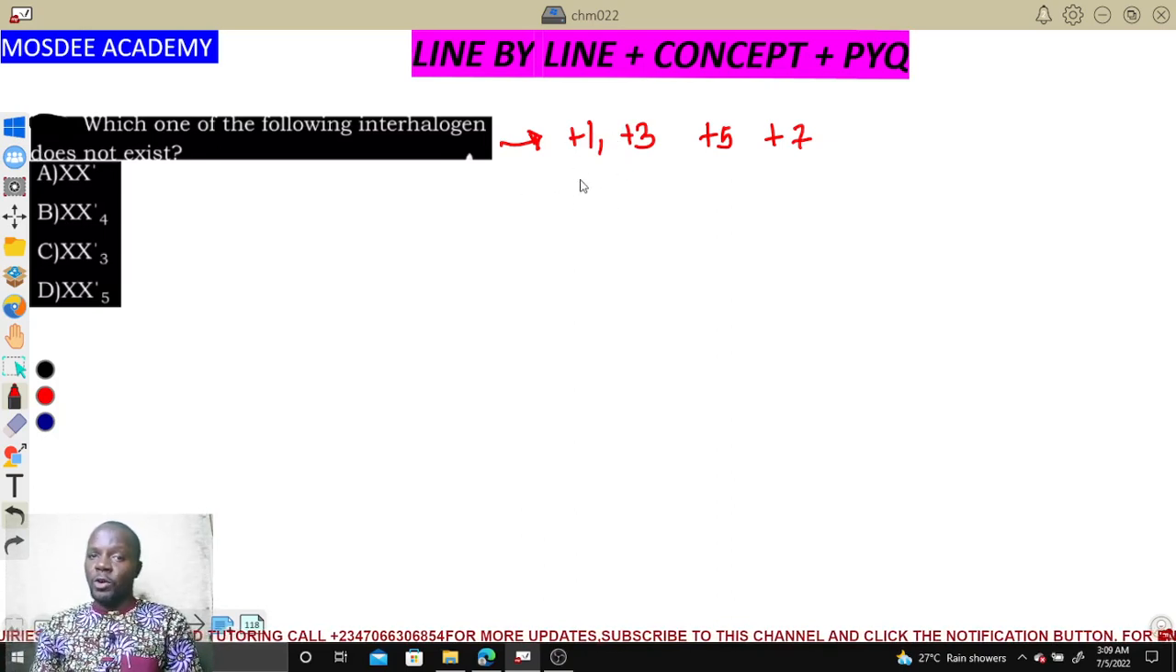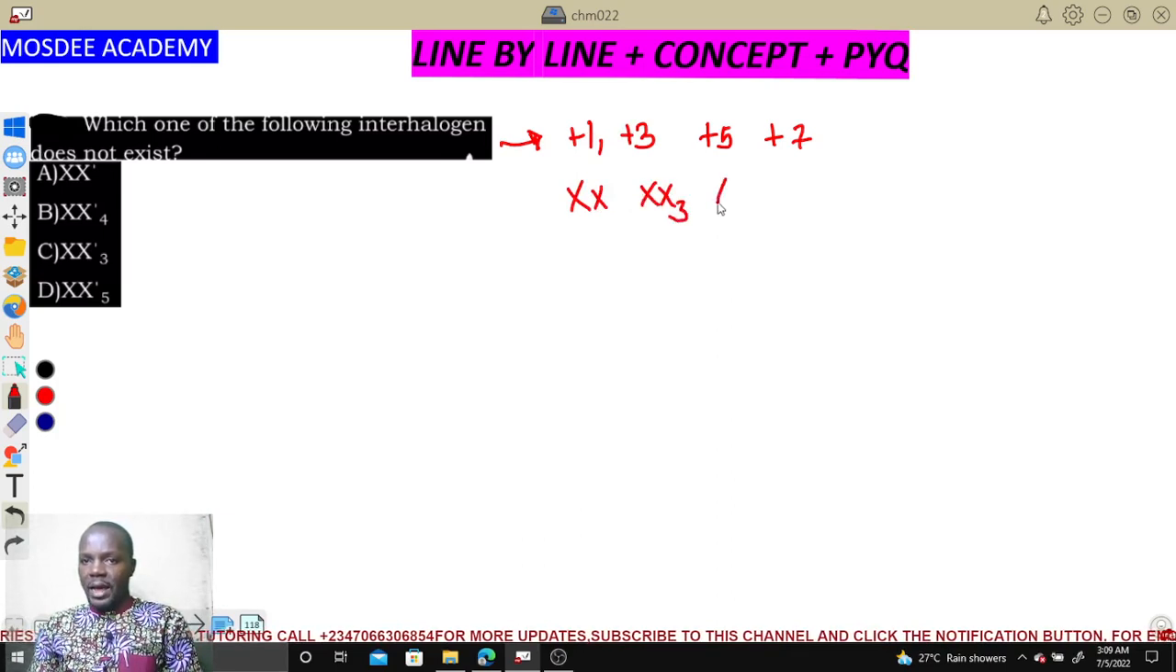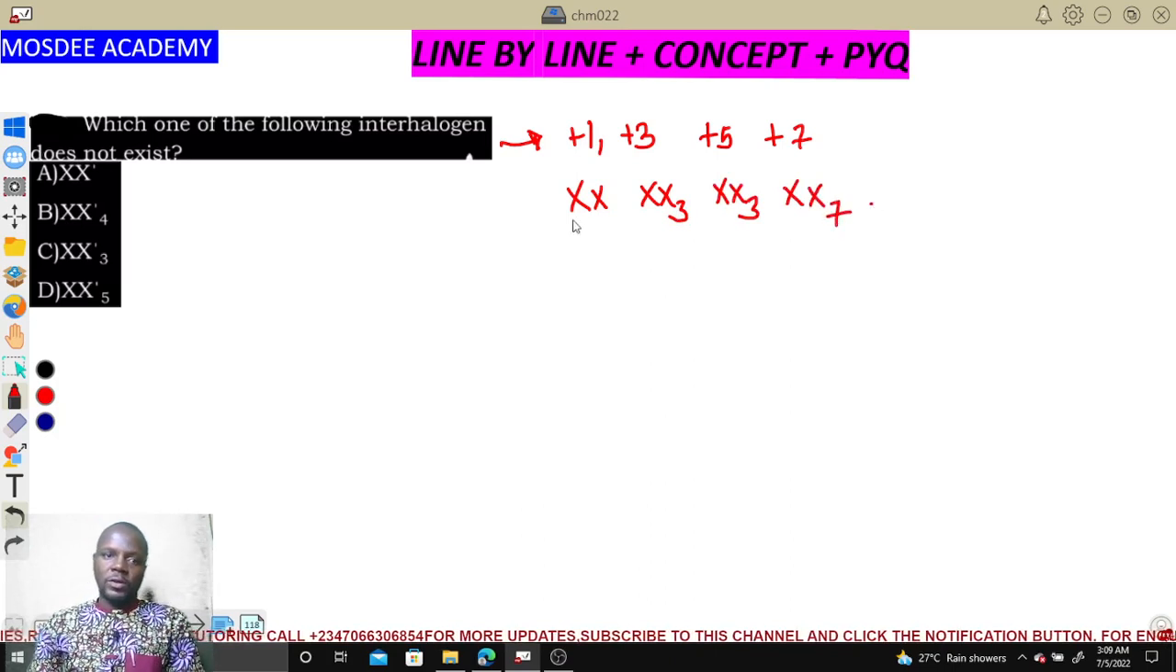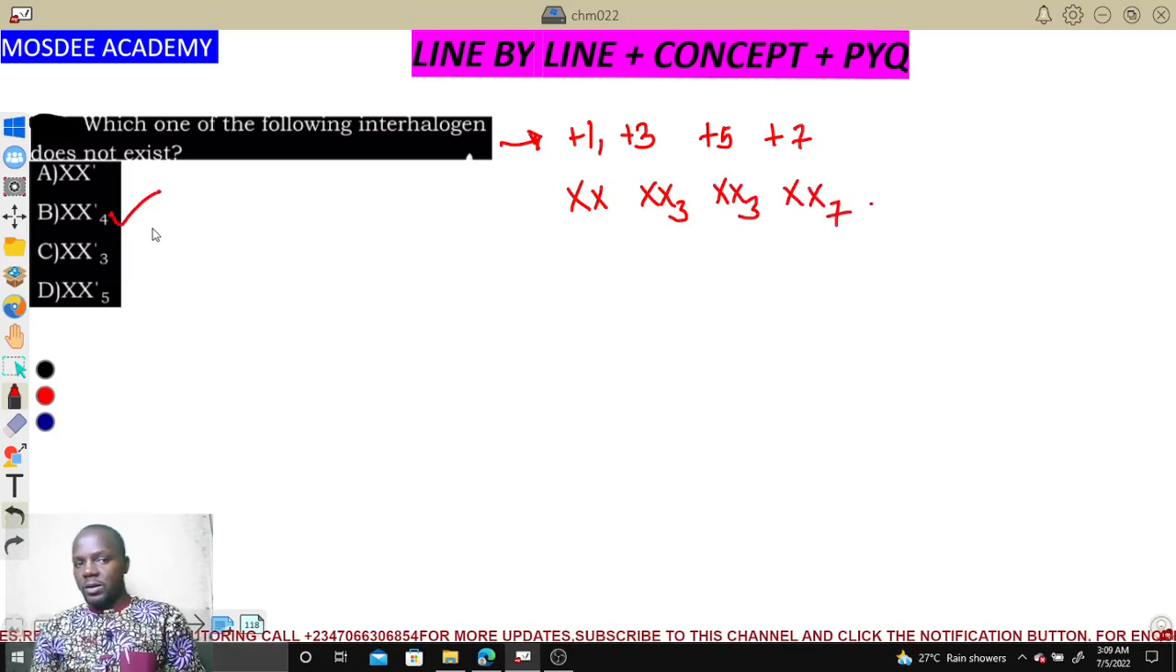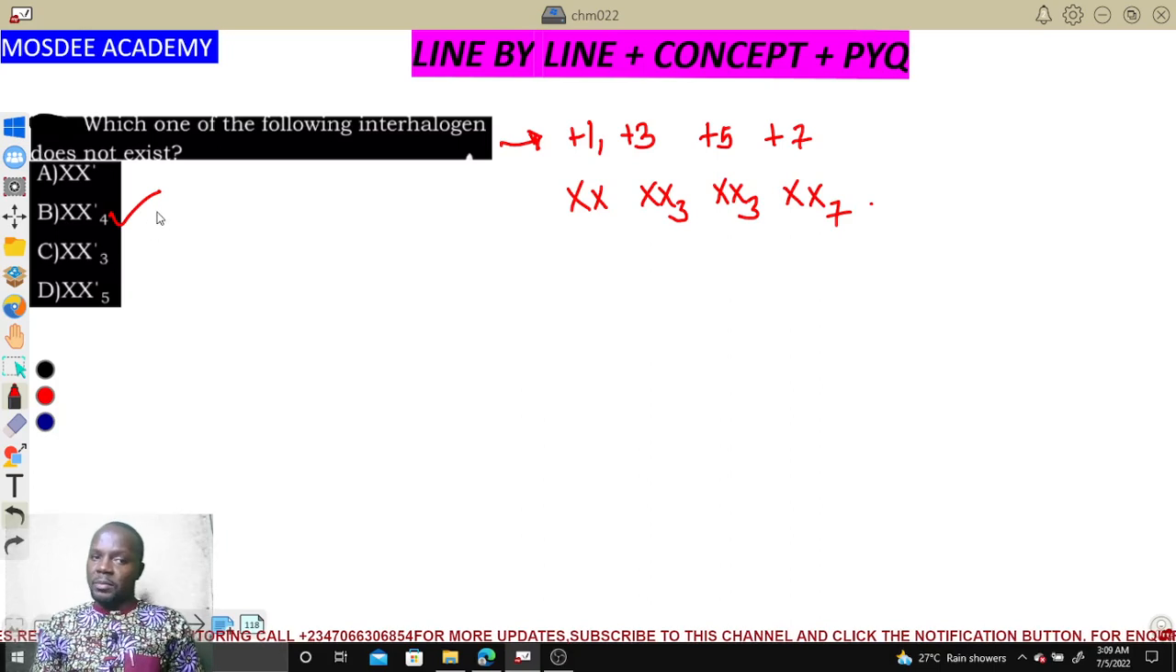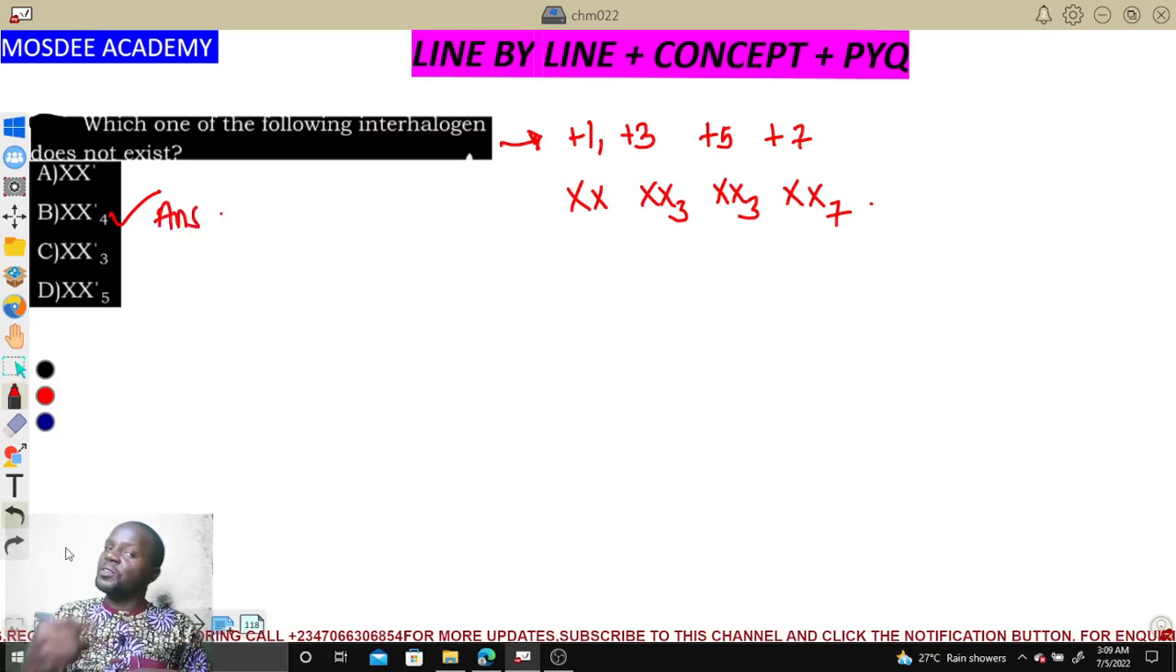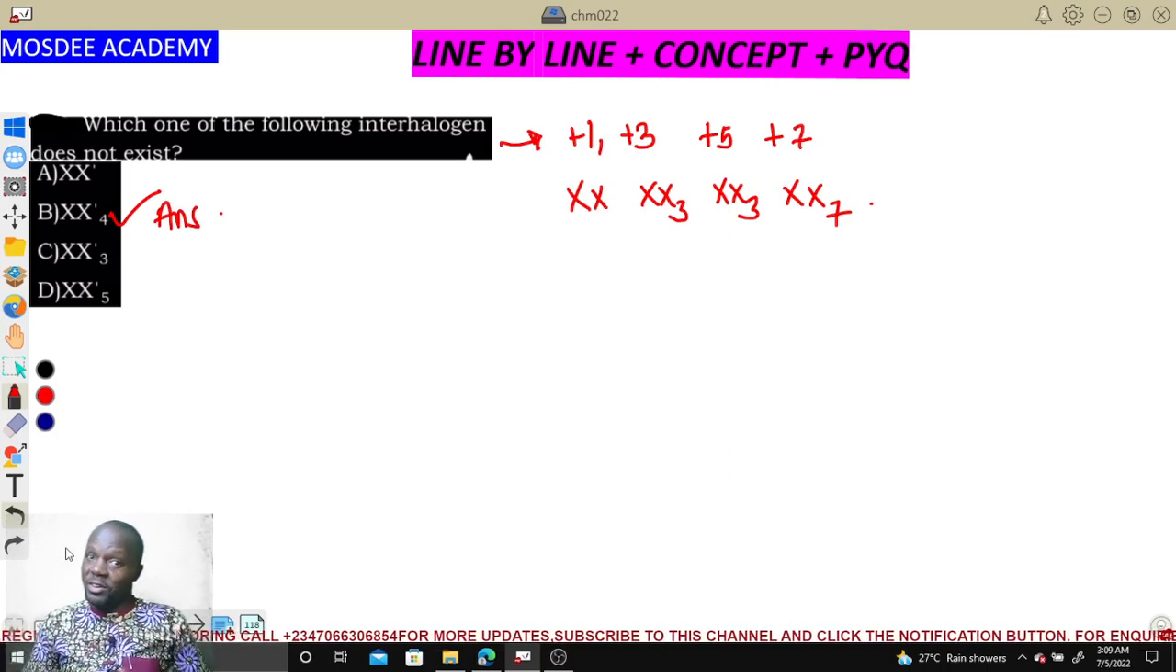So interhalogens also obey XX', XX'3, XX'5, and XX'7. So the one that does not exist is what? Even numbers do not exist. Odd numbers exist. That is another logic. There are different logics you can use to know these things. That is one of the logics you can keep in mind. Next point.